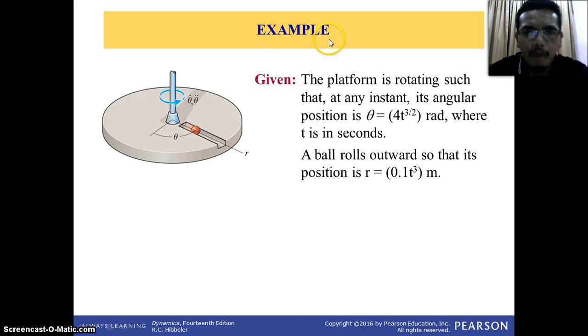So the platform is rotating such that at an instant its angular position theta is equal to 4.